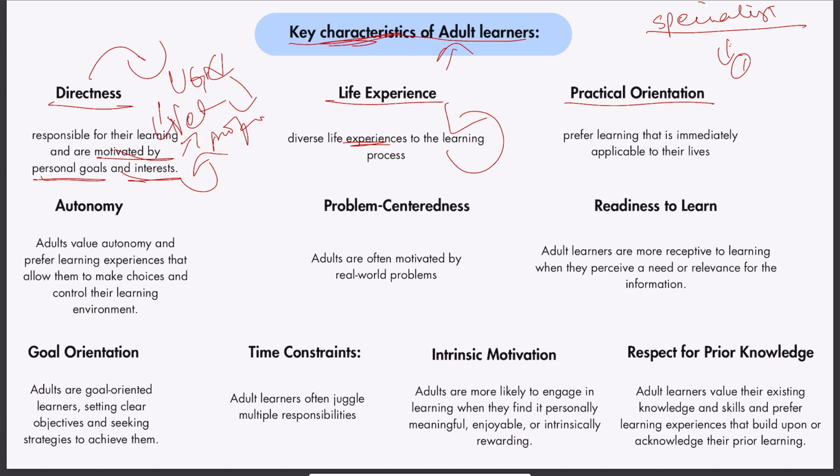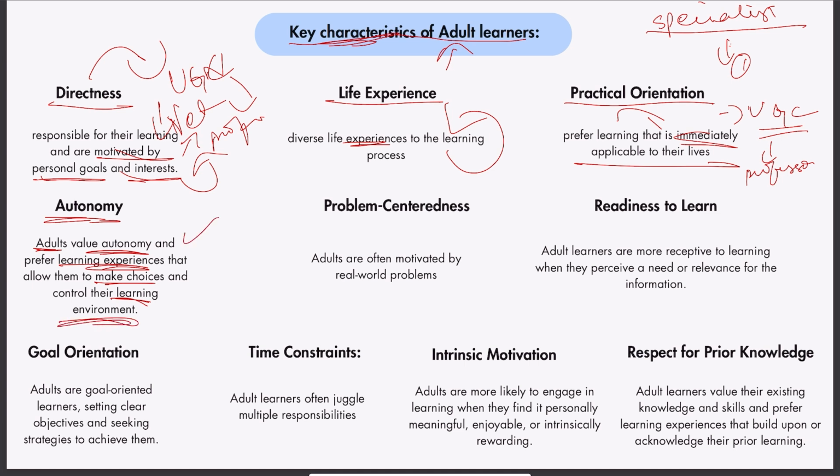We prefer learning that is immediately applicable to our lives. I learned how to use Adobe so that I can learn to edit videos. So, directly applicable to our lives. Next, autonomy. Adults greatly value autonomy and prefer learning experiences that allow them to make choices and control their learning environment. This is very true and something that all of us can relate to.